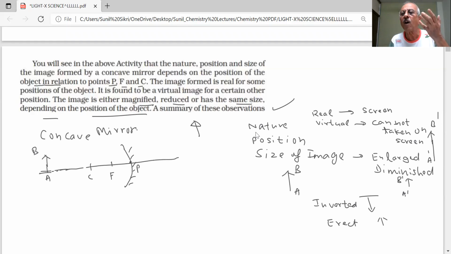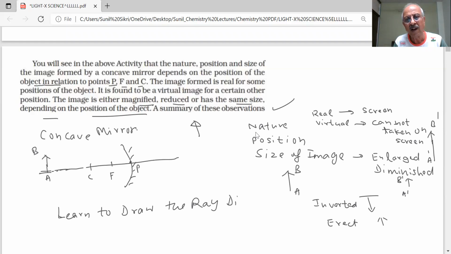Now the question is, how will we draw the ray diagrams? So we have to learn, student, to draw the ray diagrams for images of objects formed by a concave mirror. Questions will be asked on this, very important.